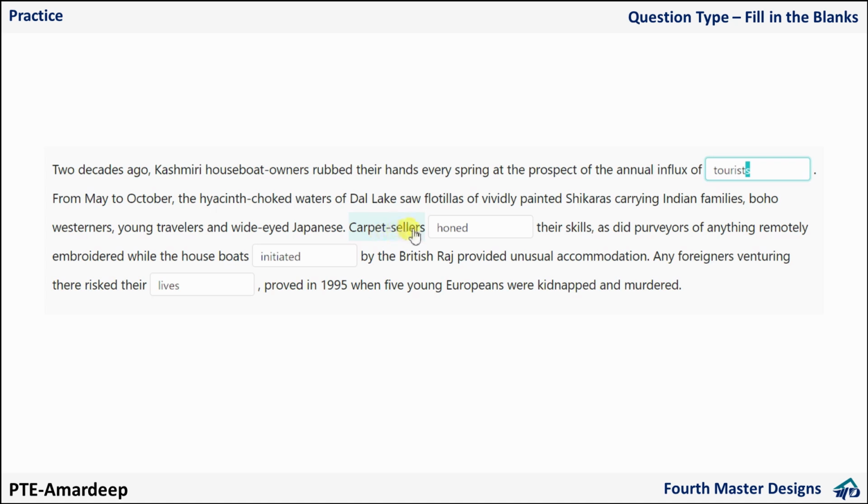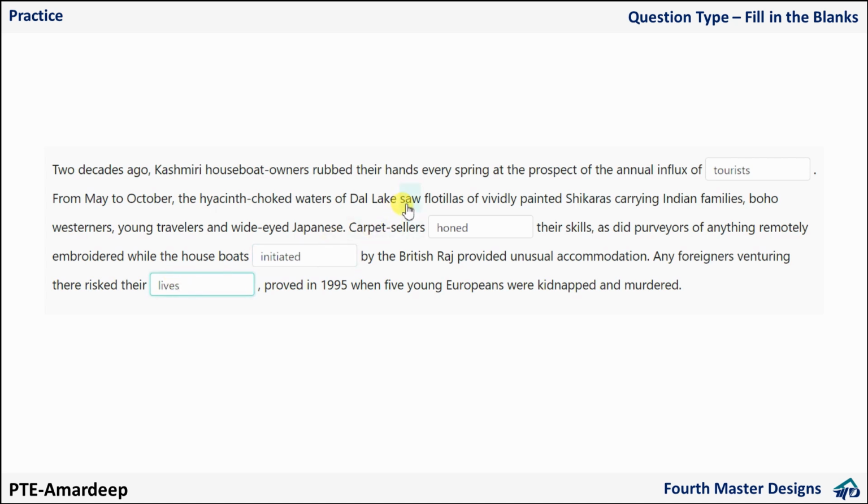Then the carpet sellers honed their skills, as did. It is past tense here. So honed; the d sound was not clear. Students get confused, like it is horn only. Then while the houseboats initiated, again it has to be past. Then risked their lives. They are not talking about one life, lives.